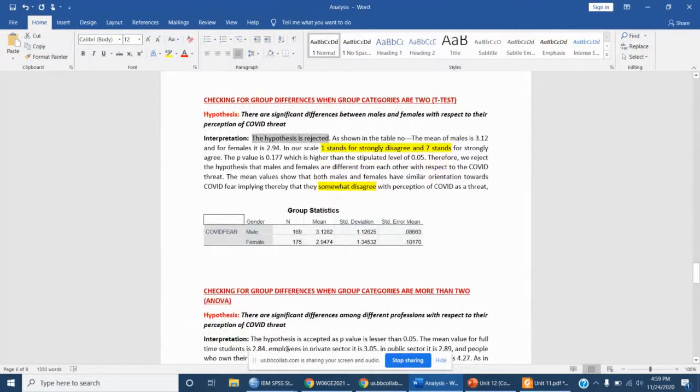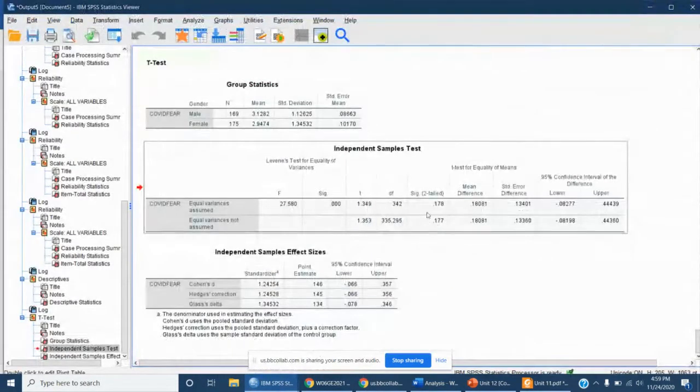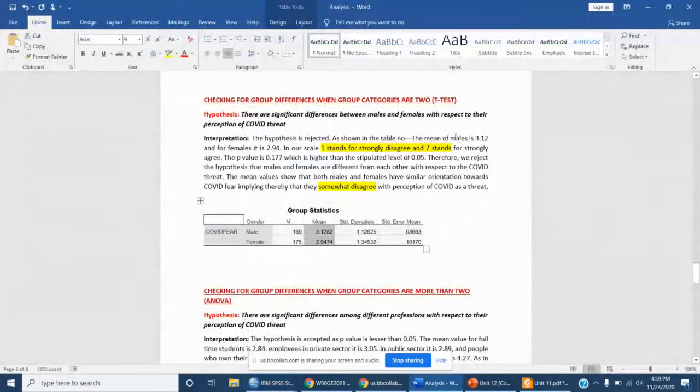Hypothesis is rejected. Why? Because we found out that although the differences in mean are there, these differences are not significant as depicted in our significant two-tailed column. The second value of the significant two-tailed column must be lesser than 0.05. Because this value is not less than 0.05, we can say that the differences are not significant. So the hypothesis is rejected as shown in the table number. Let's name this table as 1.